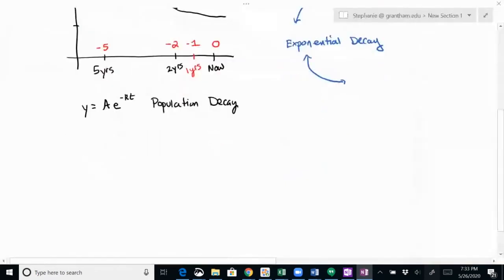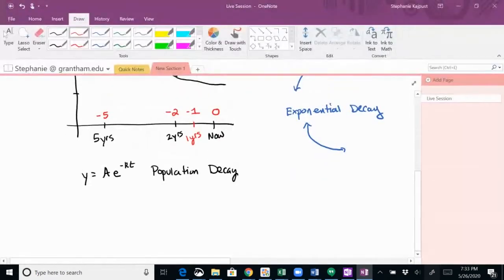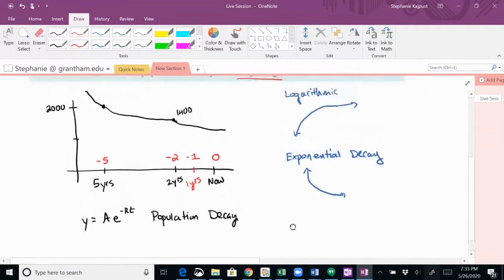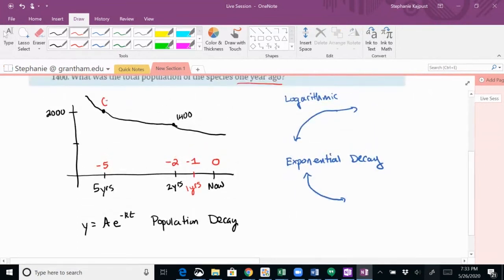Okay, and then, how do I get rid of this bar on the right? There we go. So this will allow us to label our ordered pairs. So we have -5, 2000, and then -2, 1400. So now that gives us our ordered pairs, and we can actually start working with them.